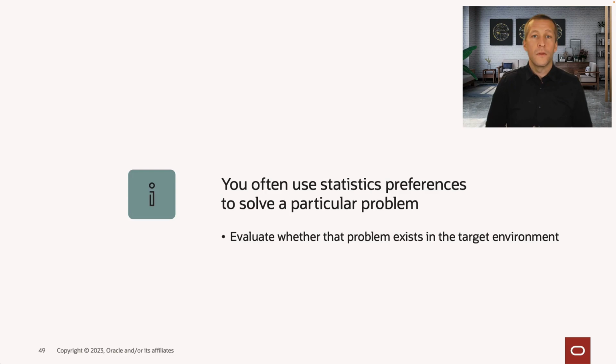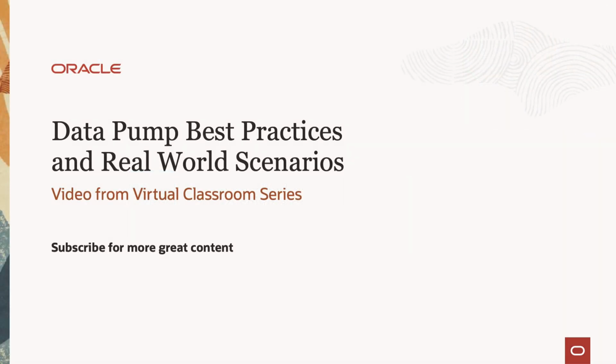When you move your data into a new database, don't just blindly copy the statistics preferences. Stop for a minute and think, is it really needed for me to set these statistics preferences in my target database? Typically, you go to a different architecture, new release, new platform, a lot of things change. So it's a good idea to test using the default values on your target database, whether you actually need those preferences that you had in your source database. When you move data around, it's a good time to reevaluate that strategy.